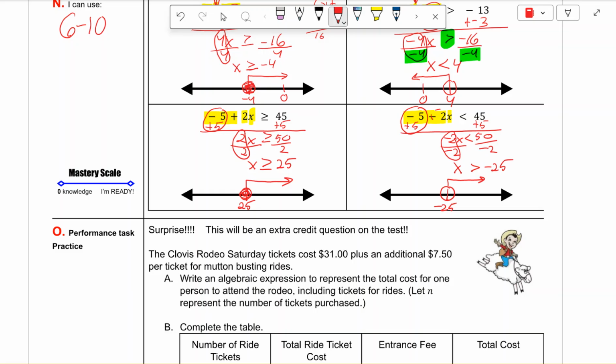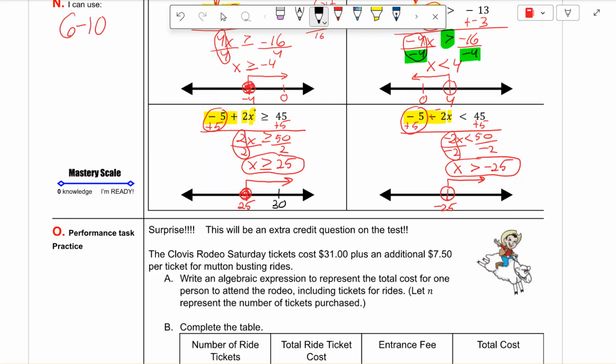Okay, we're back with two answers here. We have x is greater than or equal to 25, and we have x is greater than negative 25. So I graphed them. You can see them down here, and now we're going to choose some numbers to make sure that we are correct. So what's a number larger than 25? Let's go for something easy, such as 30.